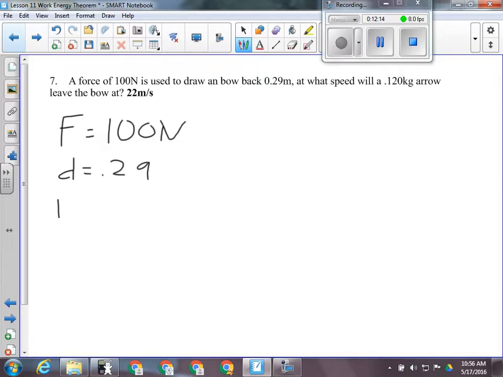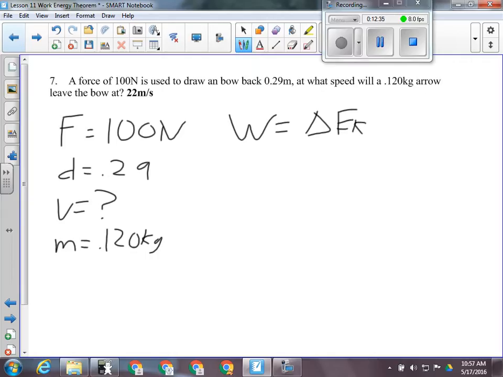At what speed will a 0.120 kilogram arrow, so that's mass, leave the bow? If they're asking me about speed, what kind of energy are they most concerned with here? Kinetic energy. So the work I'm doing in pulling back the bow is going to become the kinetic energy of the arrow once it leaves the bow. Everyone okay with that? So I'll have force times distance equals 1/2 m vf squared minus 1/2 m vi squared, right? Because it's change in kinetic energy.